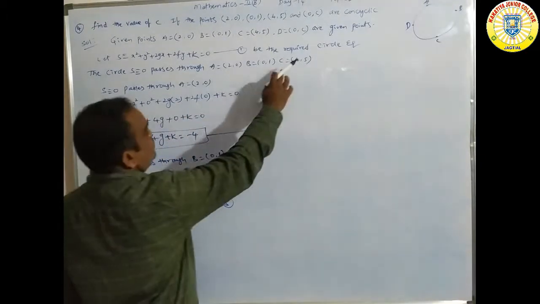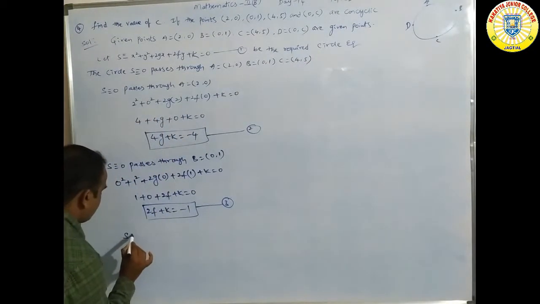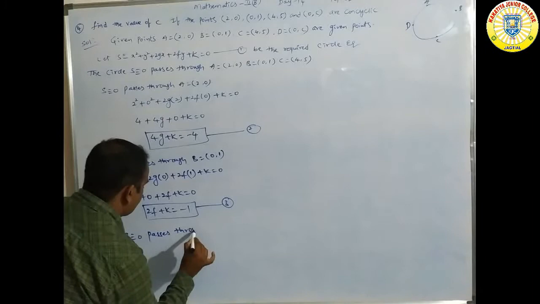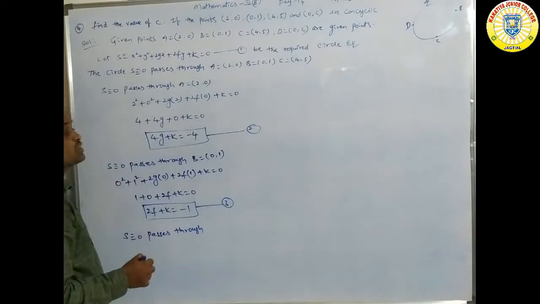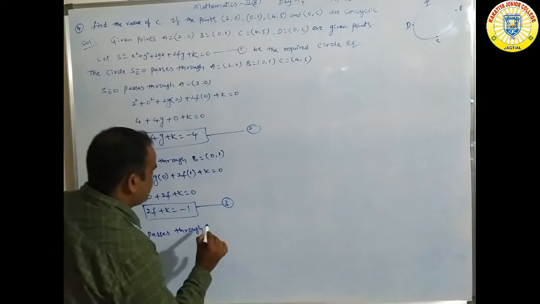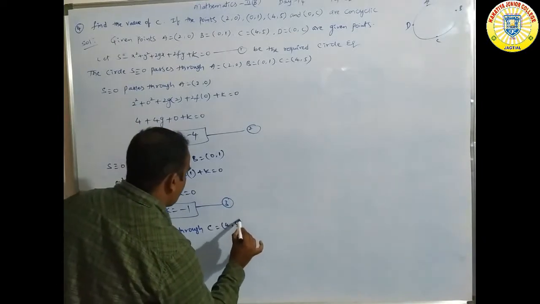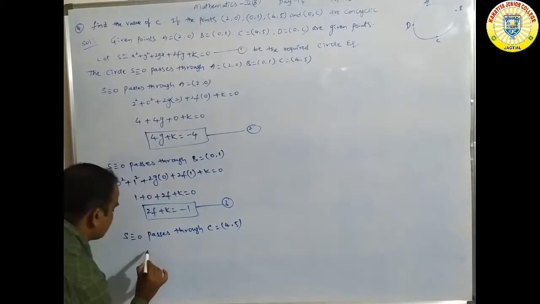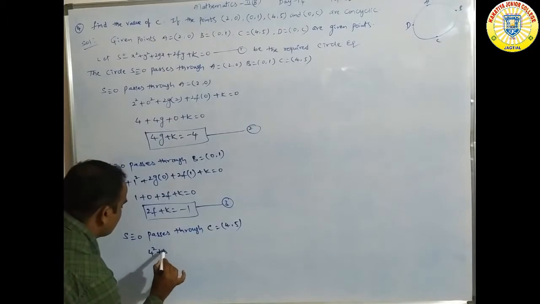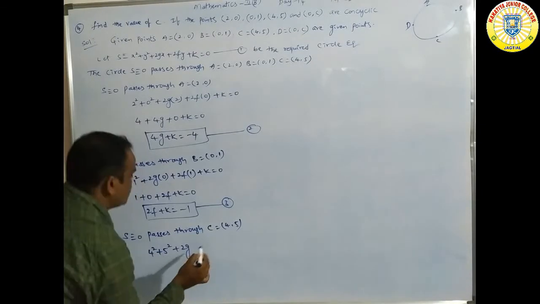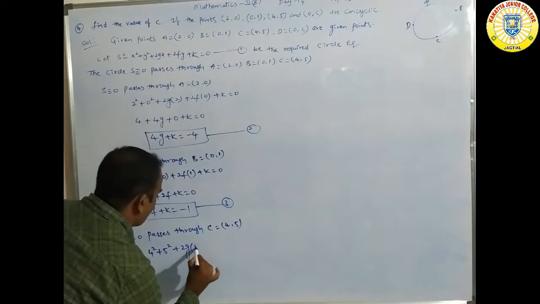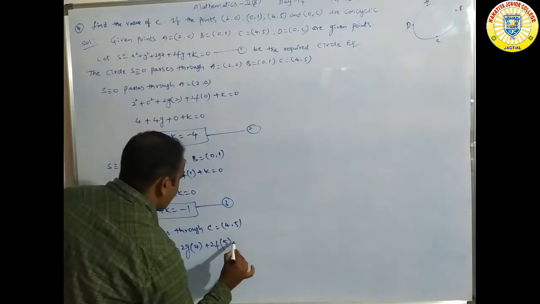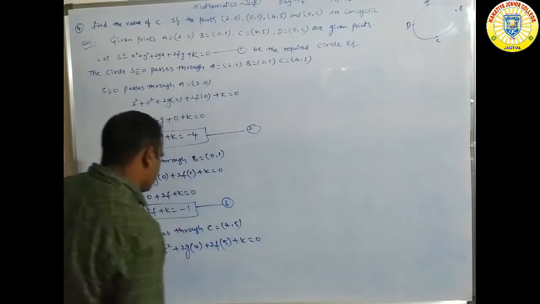Next, the third point: S is equal to 0 passes through (4, 5). Here S is equal to 0 passes through C, which is (4, 5). We are substituting in equation 1: x square, that is 4 square, plus 5 square, plus 2g into x, which is 4, plus 2f into y, which is 5, plus k is equal to 0.